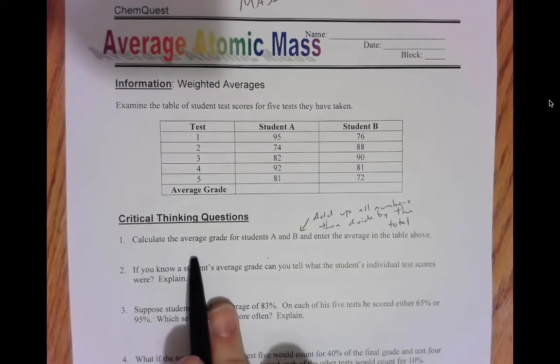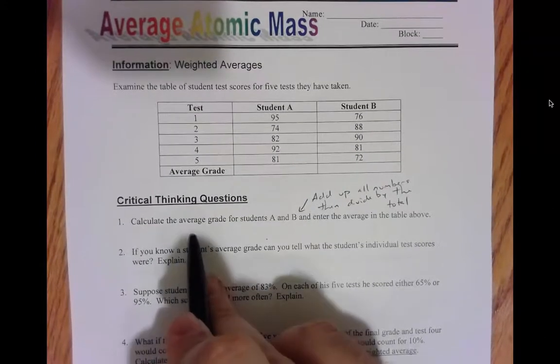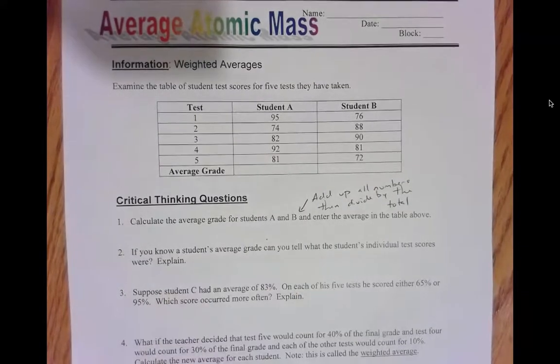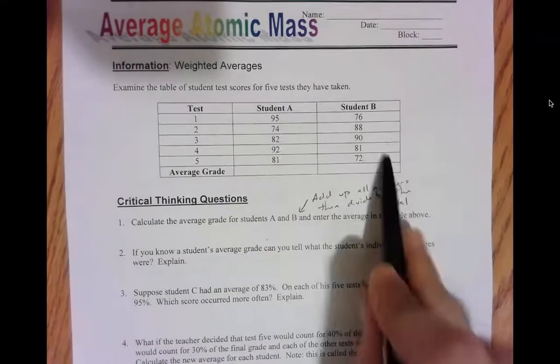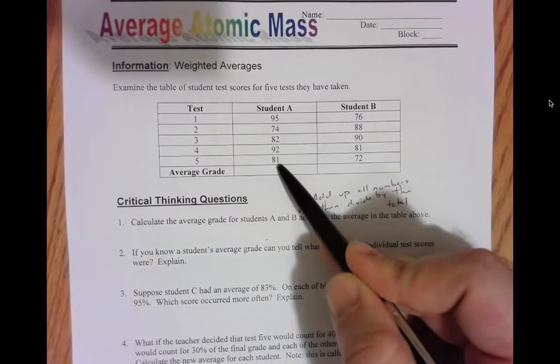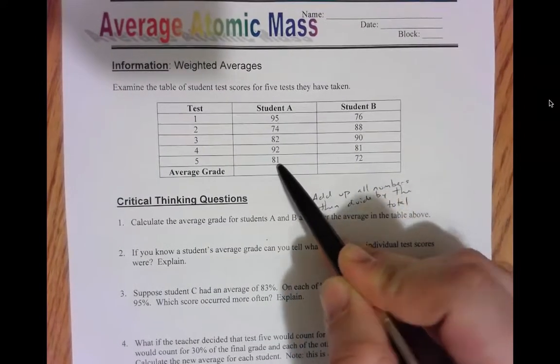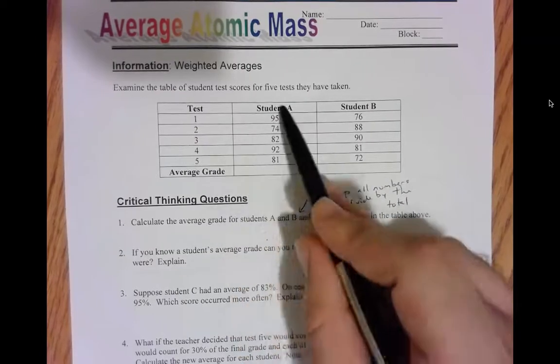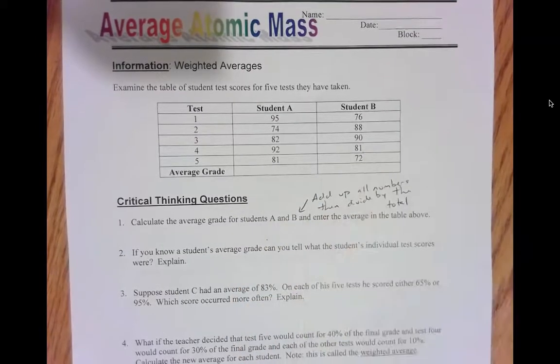Question 1 is, before we calculate weighted average, we're going to calculate just a regular average. We're going to do it both for student A and student B. Remember, guys, you calculate an average by adding up all of the individual scores and then dividing by the total. In this case, the total is 5. So you can do that and find your average for both student A and student B.